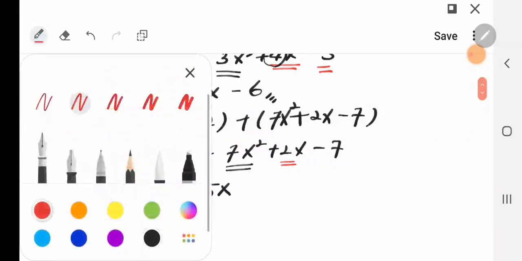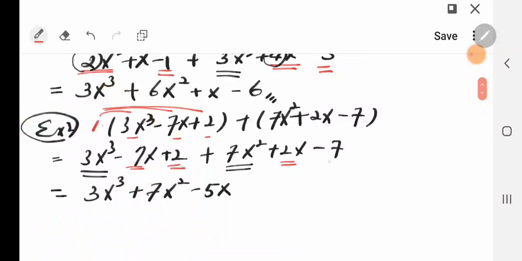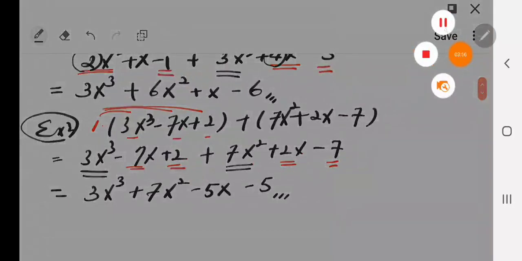And finally, we have two constant terms, 2 and negative 7. So add these two numbers. So 2 minus 7 is negative 5. So this is the addition of two trinomials in this case. Okay, let's do the subtraction next time.